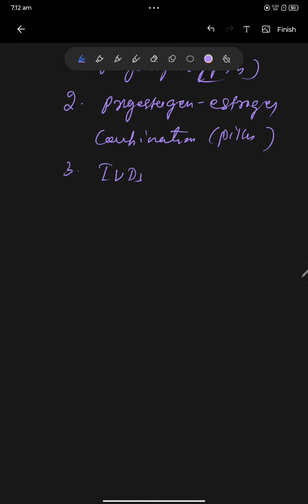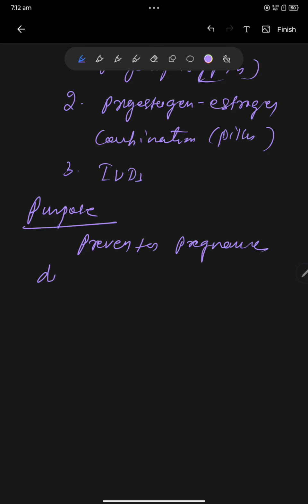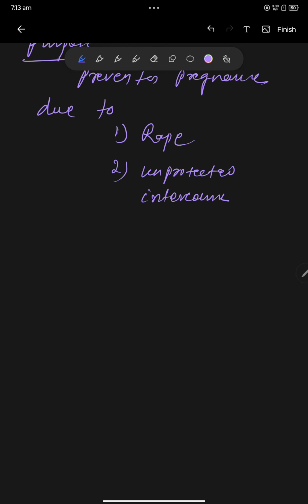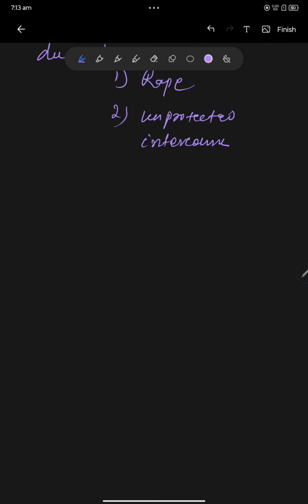Okay. So what is the purpose of this emergency contraceptive? Preventing pregnancy due to rape or unprotected intercourse. Okay, so these are the two purposes fulfilled by emergency contraceptives.